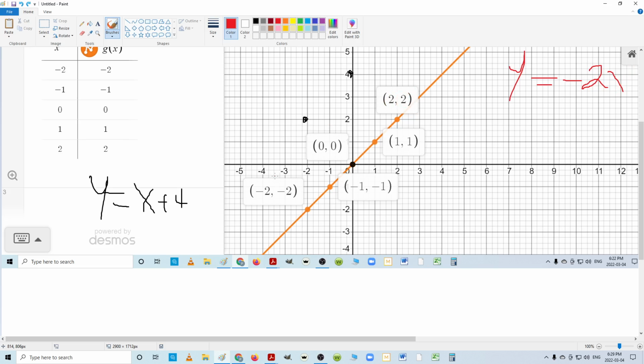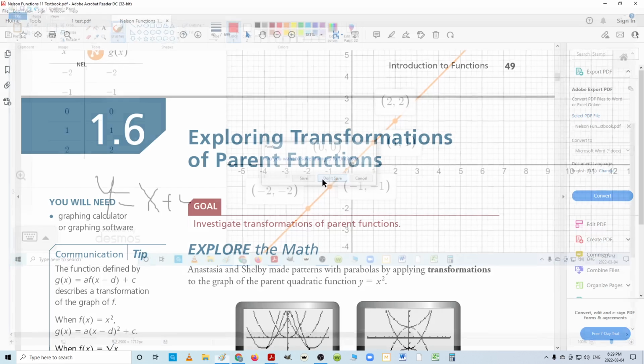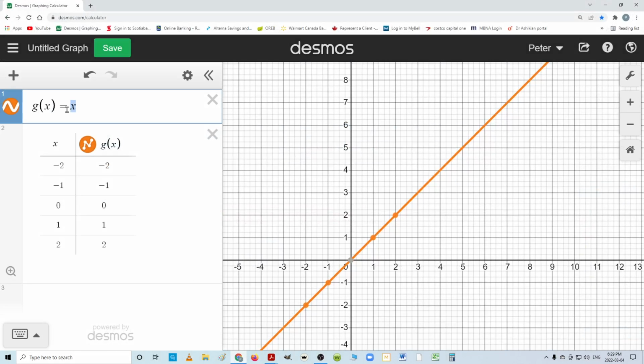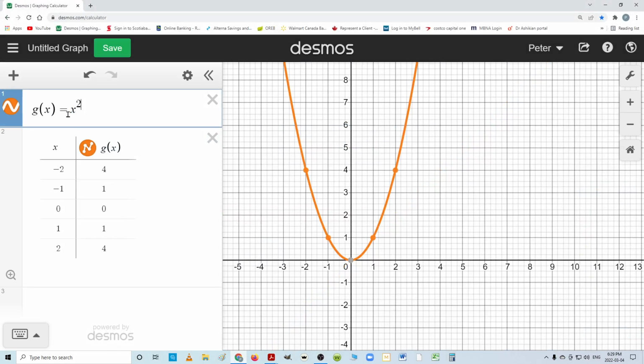I cannot show you x transformations using a line, because a line's just too simple. So what I'm going to do is use a parabola. You want to study the parabola a bit more, and you want to study that these are the 5 main points that you should learn.